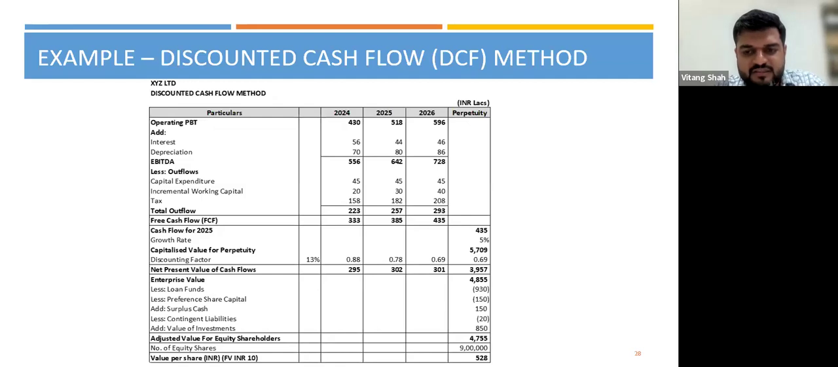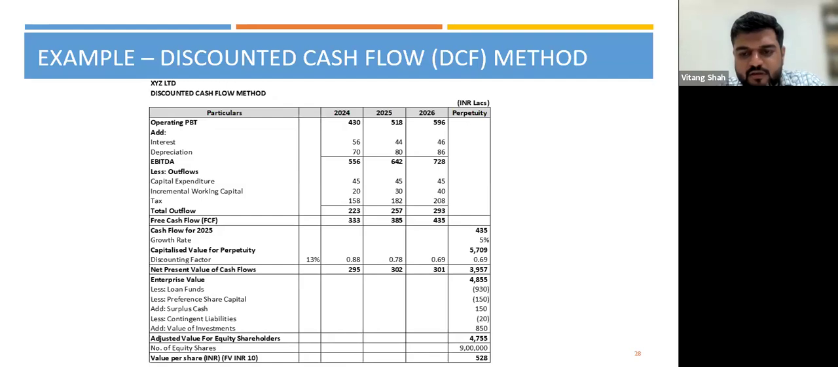Once you have considered a perpetuity growth rate, you arrive at the capitalized value of the business using the Gordon growth model, wherein the cash flow of the last year is divided by the difference between the discounting factor and the terminal growth rate. In this example, we have 13% as the discounting factor and 5% as the terminal growth rate. So 435 being the last year's cash flow, you divide it by 13 minus 5, which is 8%. 435 divided by 8% gives you 5709. So 57 crores is the value of the company at the end of your explicit period.